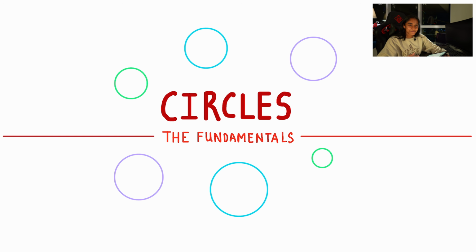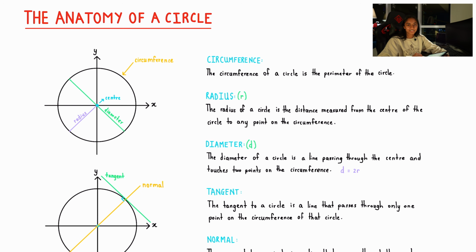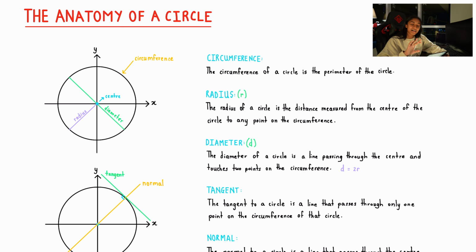Now we're going to go through circles, and we're going to focus in on circles because circles are a huge part of coordinate geometry. We're going to go through the fundamentals by learning the anatomy of a circle first. And we're going to go through 5 main features of a circle because these will show up a lot in your past papers as well as maybe your actual paper.